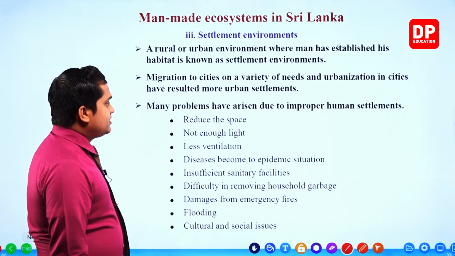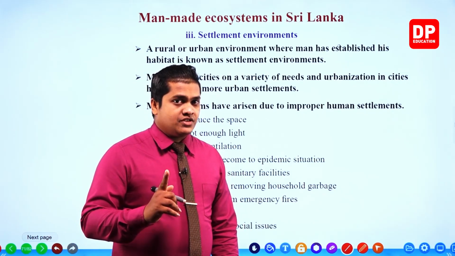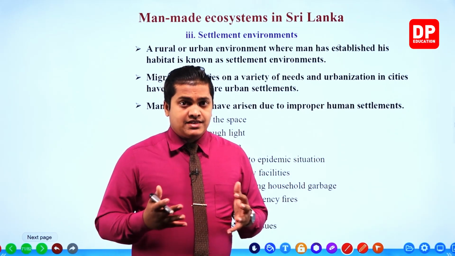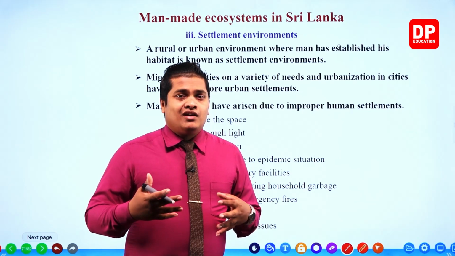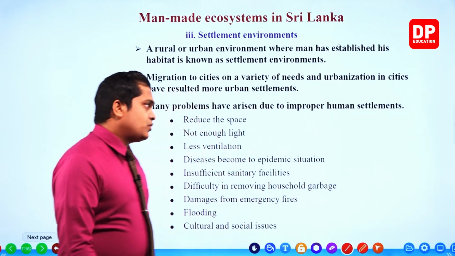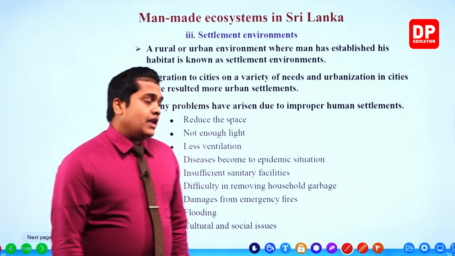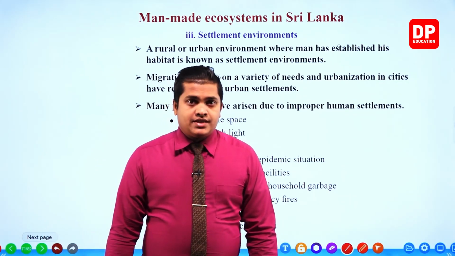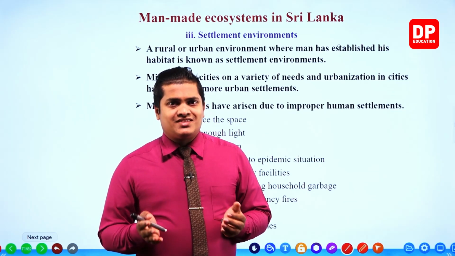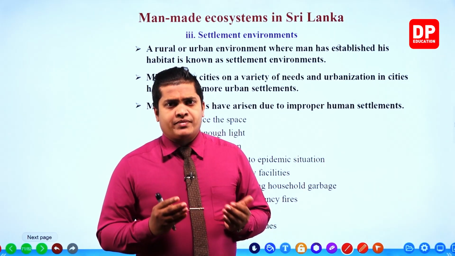Number one, reduced space. The problems arisen due to improper human settlements: first and foremost is the reduction of space. Less space is obtained when several people come and settle on a certain limited space. Then the next one, not enough light. Light is also not there. Then the next one, less ventilation. We won't be able to get fresh air. Ventilation is going to be very low. When you go to a certain city, because of the large number of vehicles and other kinds of machines, we won't even be able to get a fresh breath.